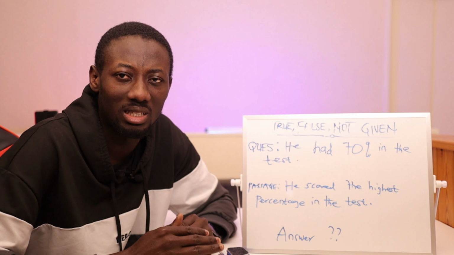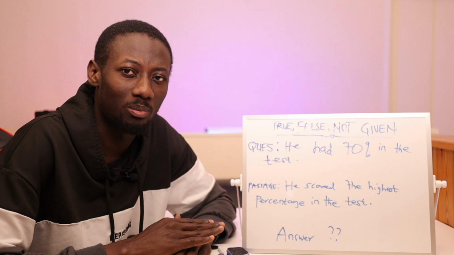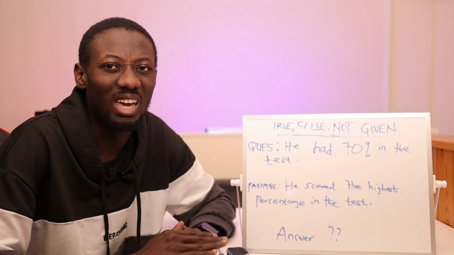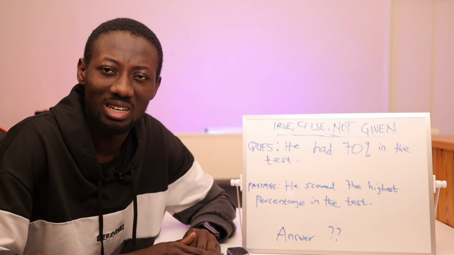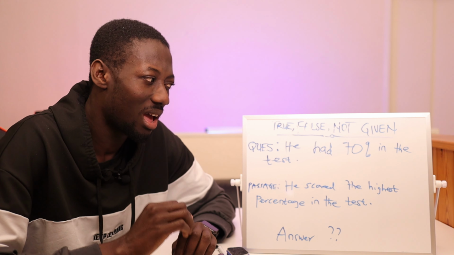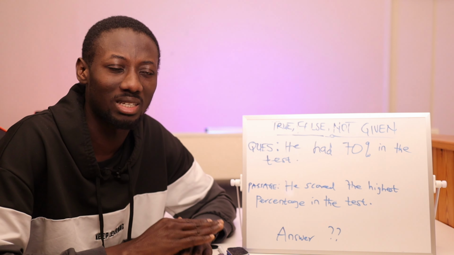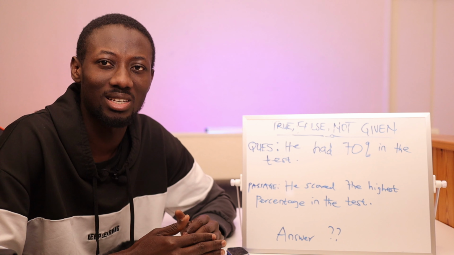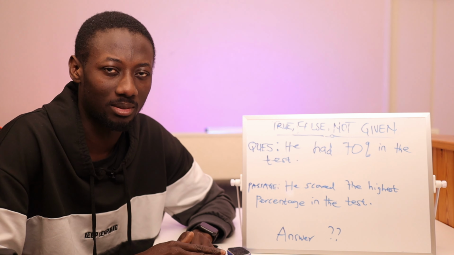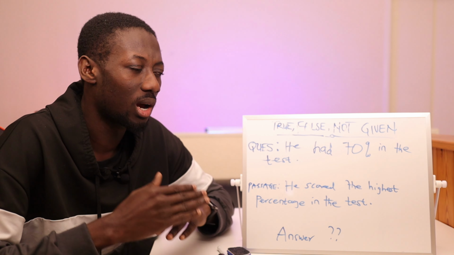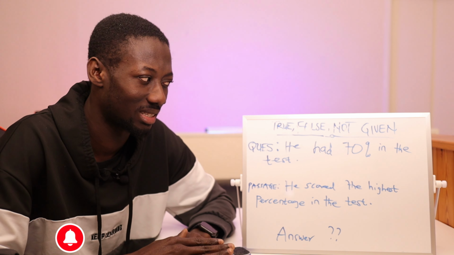And you cannot also say it is false because there's nowhere in the passage where it is mentioned that he had a different percentage other than 70%. So that information as to whether he had 70% or not is not mentioned. So that's why the answer is not given. So the answer for the second question is not given, because the question says he has 70% in the test.